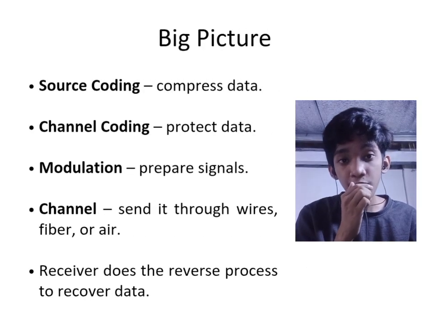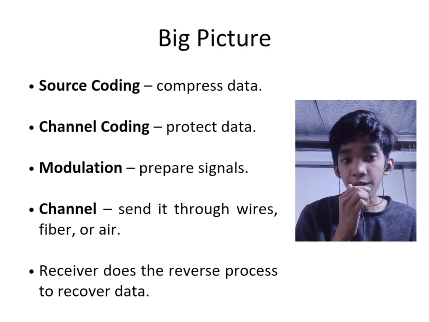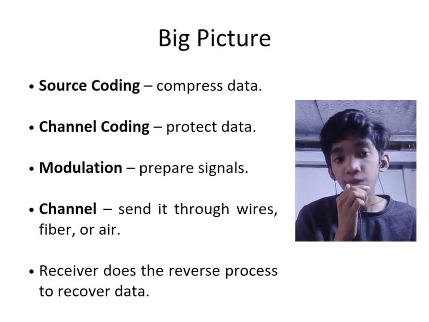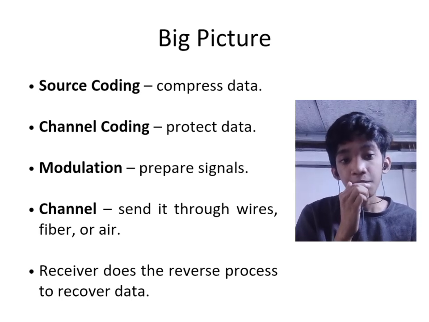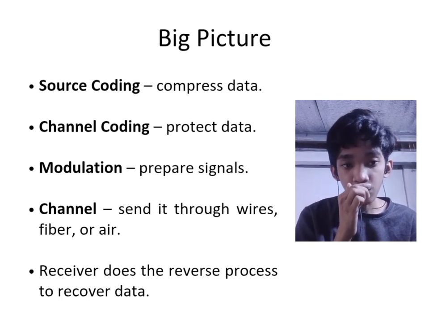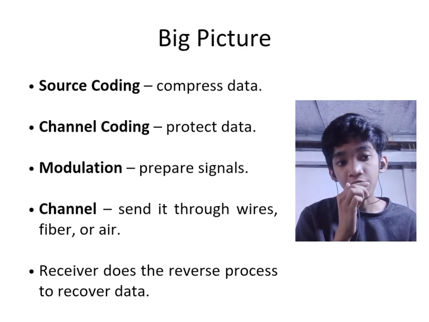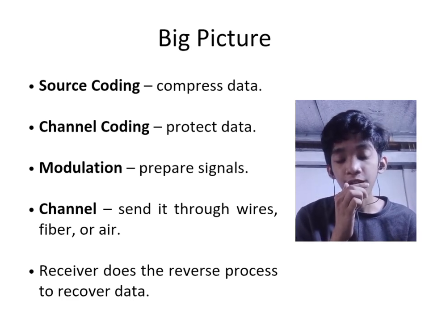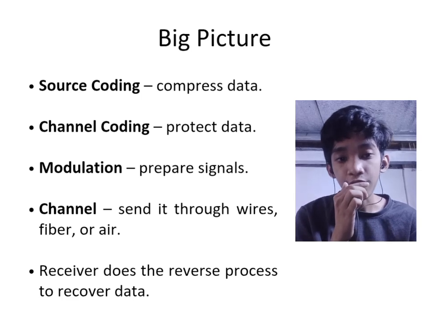Now that we've covered all the blocks, let's put it all together. Source coding compresses the data, channel coding protects the data, modulation prepares the signal, and the channel sends it through wires, fiber, or air, and the receiver does the reverse process to recover the data. In short, the process ensures that data is sent efficiently, protected from errors, converted into a signal that can travel, and then received correctly at the other end.